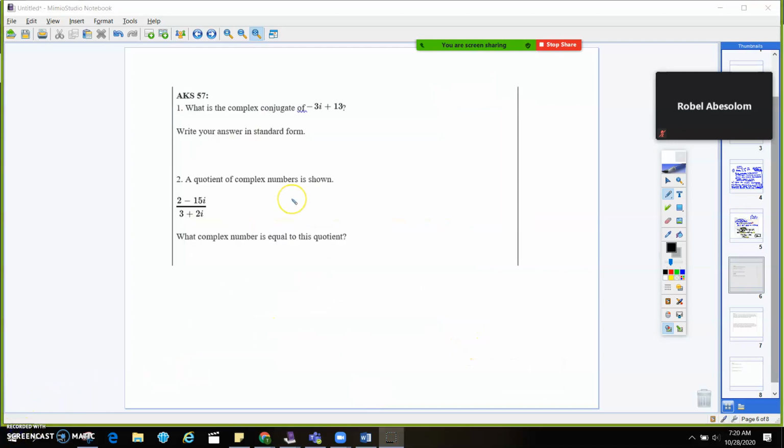All right, so AKS 57 is asking about the conjugate. Remember, the conjugate is the opposite sign of the imaginary term. So if we have a plus bi, the conjugate of that would be a minus bi, right? So then this asks us, what is the complex conjugate of -3i plus 13? Well, first we want to put that in standard form. So that's going to be 13 minus 3i.